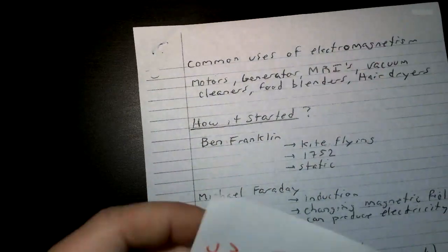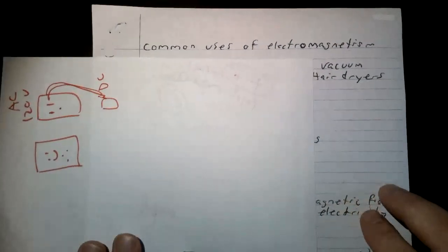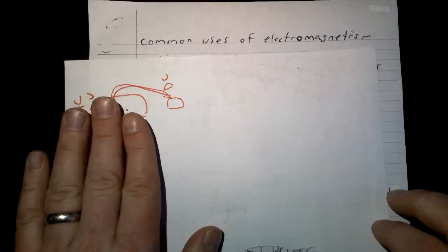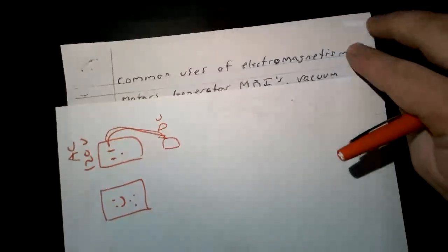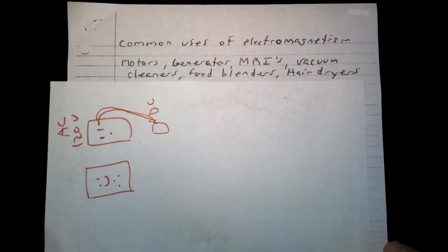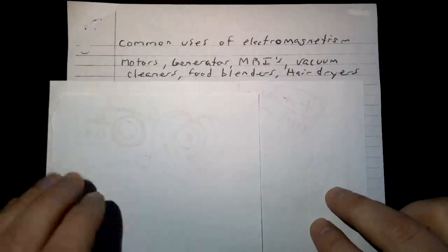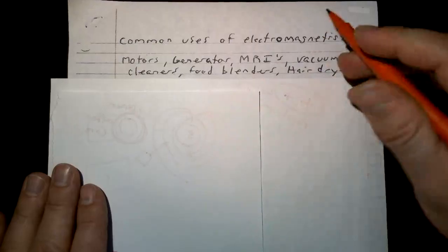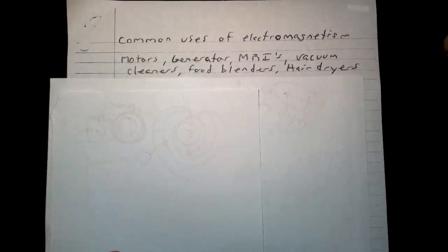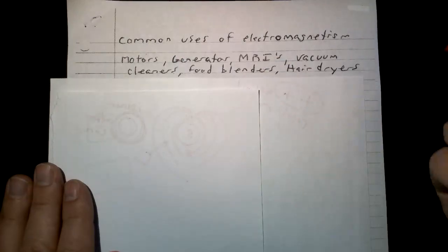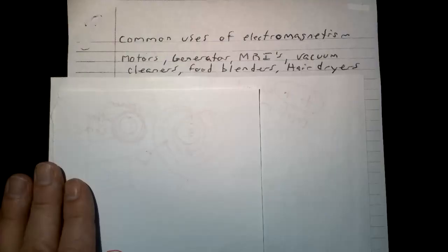Okay. So to finish up today in our lecture, I just want you to know these last couple of things: the common uses of electromagnetism. The common uses of electromagnetism are motors, generators, MRIs, magnetic resonance imaging, vacuum cleaners, food blenders, hair dryers. There are so many I can name, and we don't have time, but they all have something to do with electromagnetism. If they have a motor, it's most likely going to have electromagnetics.